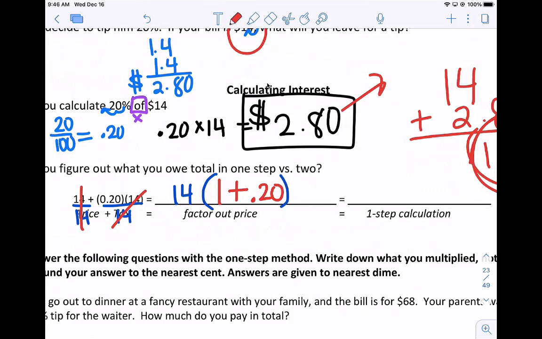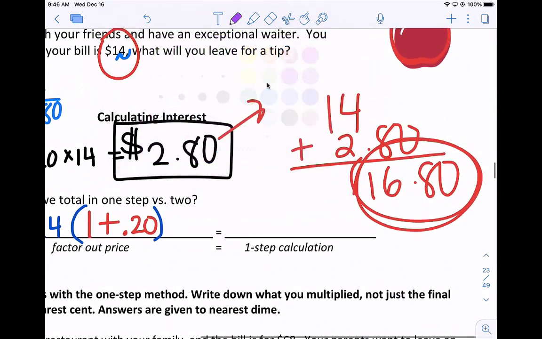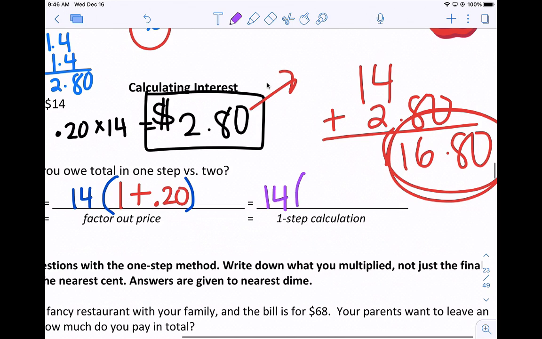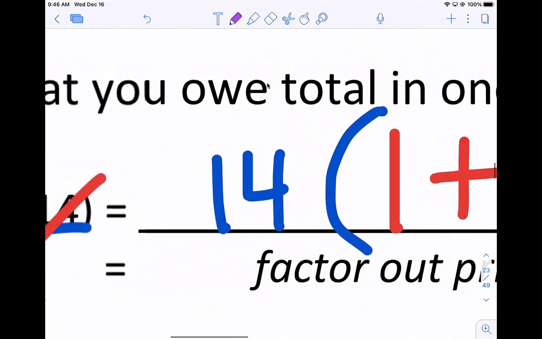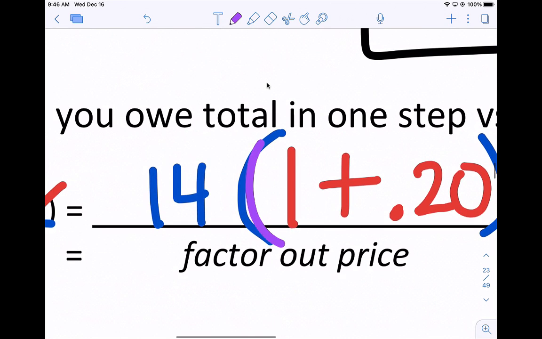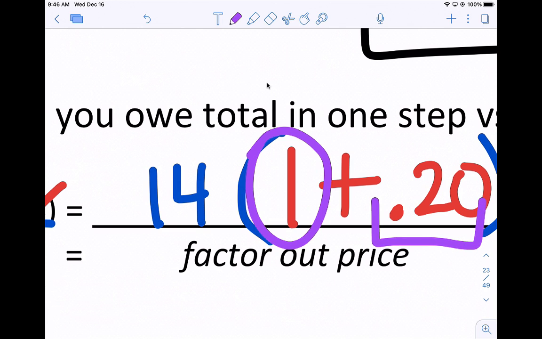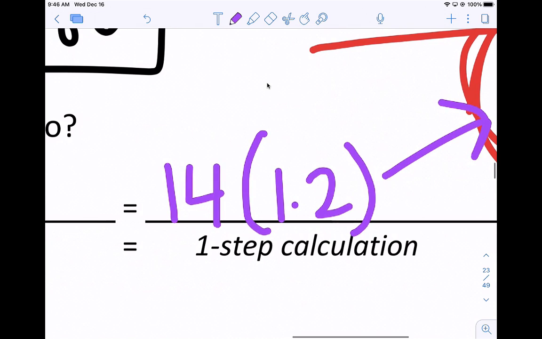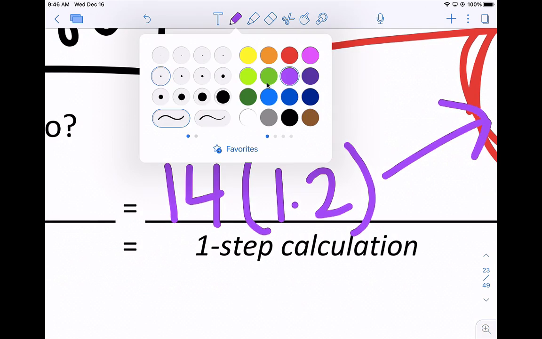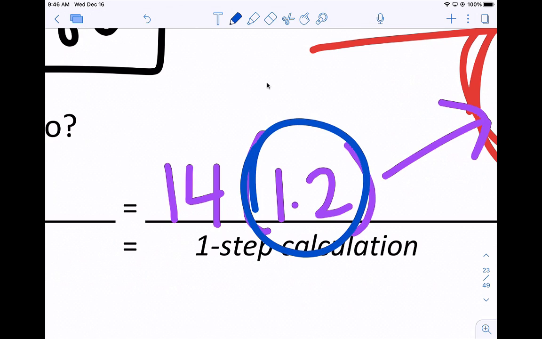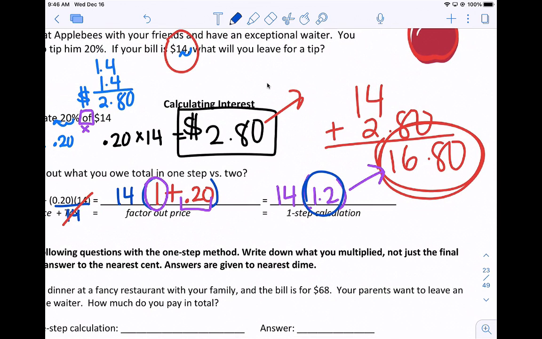And if we type that into our calculator, and if I add the 1 plus 0.2, that's the same as 14 times 1.2, we will get our 16.80. So essentially what we're doing is we're taking the amount that we owe, 14, and we're taking 100% of the amount that we owe, the 14, and we're adding to that 20% of the 14. So the 14 times 1.2, the 1.2 stands for taking 100% of what we owe and adding in the 20% tip. So again, the 1 is the 100% that we owe plus the 0.2, and that is the tip that we owe. So there's the one-step calculation.